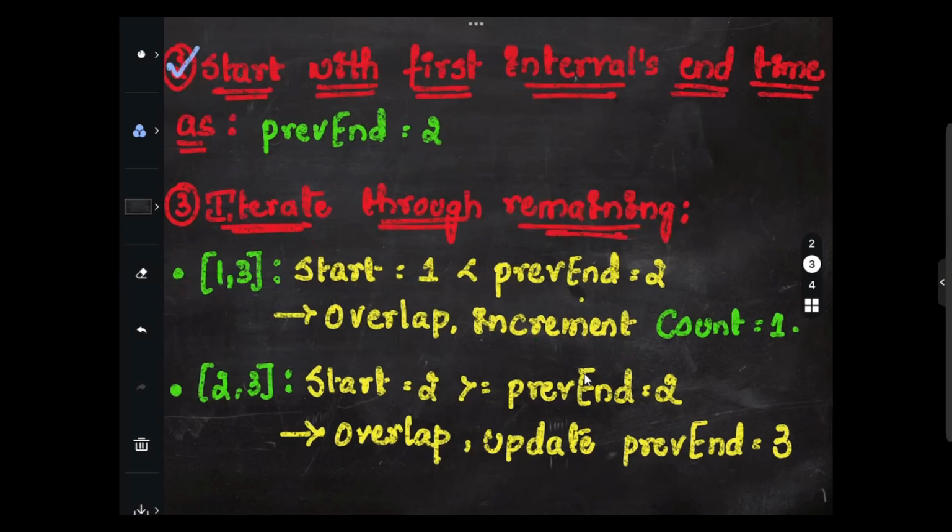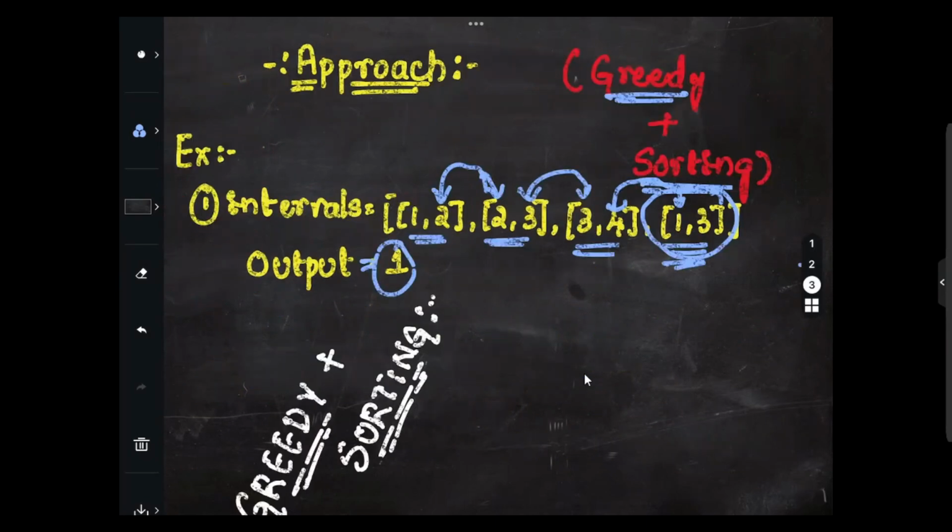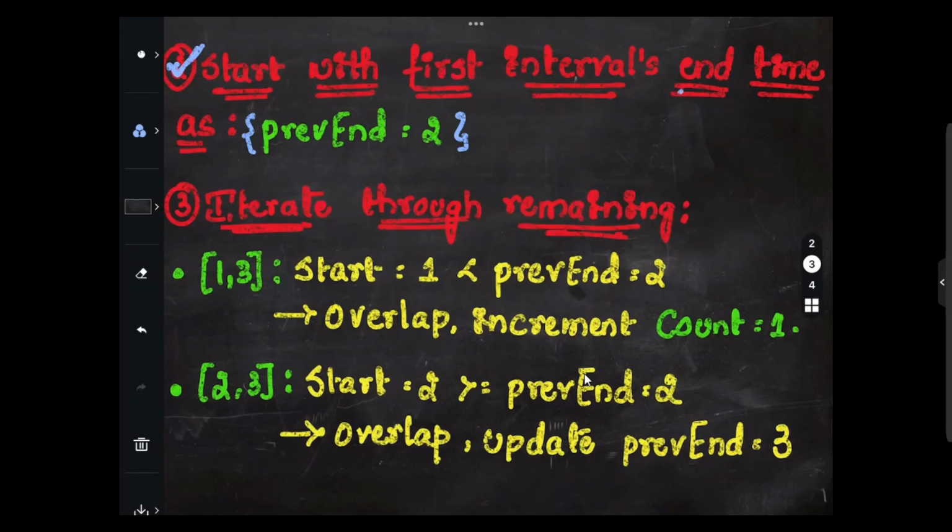So the next step here is, let's move on with the second edge case here. Start with the first interval's end time. Means we have previous end 2. So we have previous end 2, this one we are speaking of, right? So we are starting with the first interval's end time, 1 comma 2. We have previous end as 2.